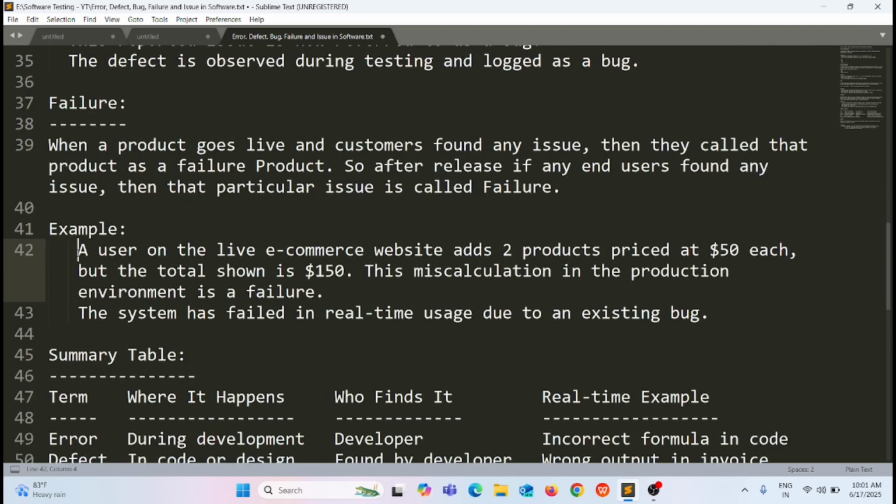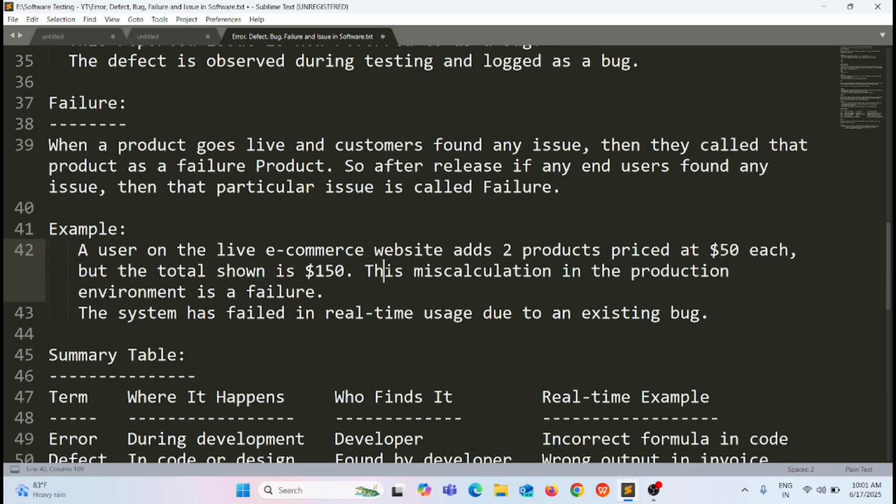A user on the live e-commerce website adds two products. The price is $50 each. So one user on the e-commerce website wants to add two products to the cart. Each product price is 50, which means the price of two products will be 100. Now in the bill we can see that the total price is showing as 150, but it should be 100, because for each product the price is 50. So 50 into 2 is 100, but the total bill is showing 150.